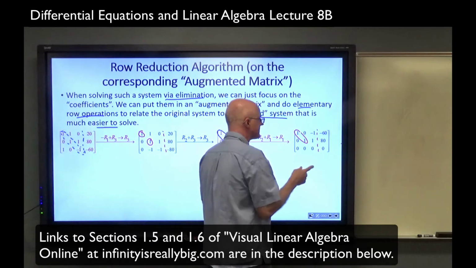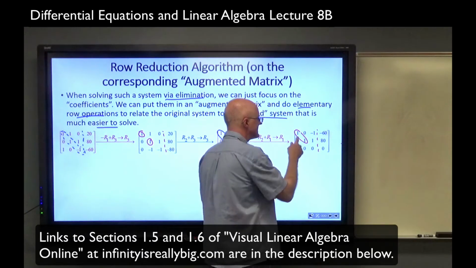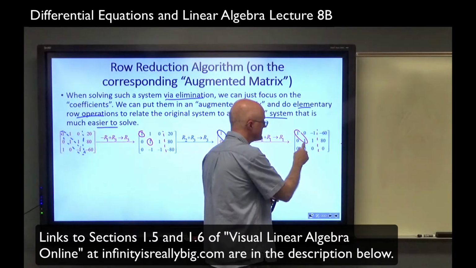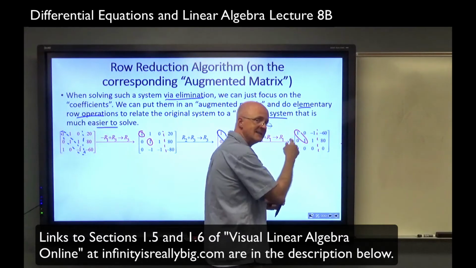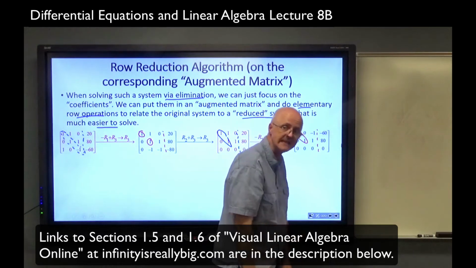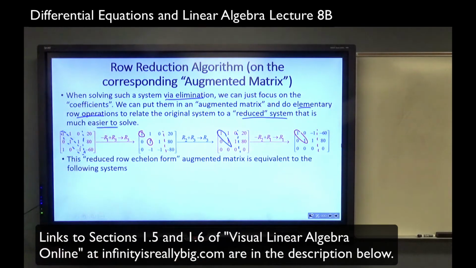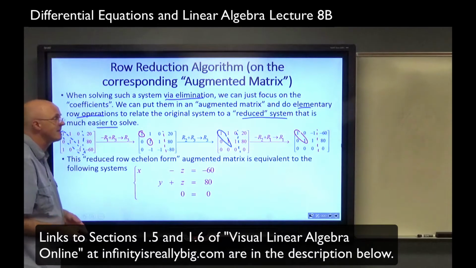And this is a simpler system, because this corresponds to x minus z equals negative 60. This corresponds to y plus z equals 80. I can solve for x and y in terms of z. And that's what I do. The reduced row echelon form of the augmented matrix is equivalent to the following system. The one I just said.